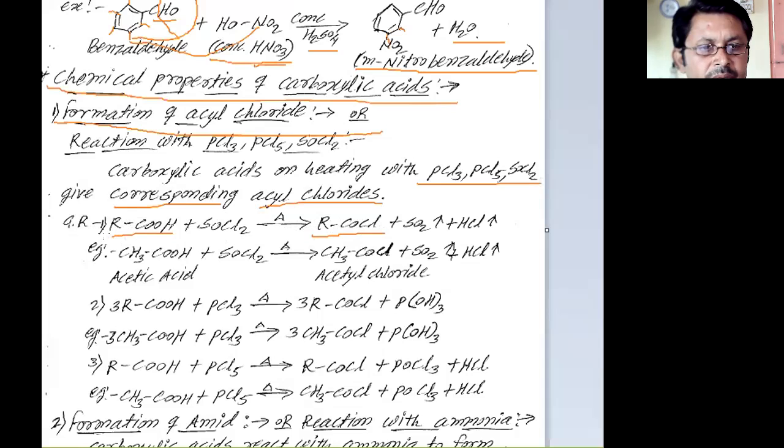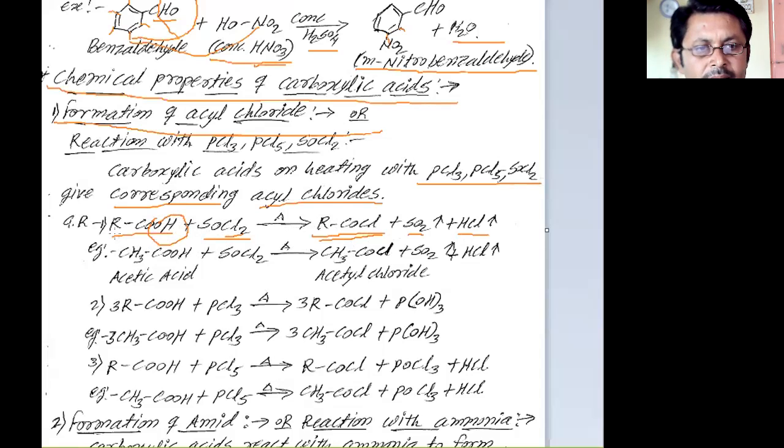See here the general reaction, RCOOH. It is known as carboxylic acid because COOH is the carboxylic group. RCOOH when treated with SOCl2 gives RCOCl with byproducts SO2 and HCl. How is it formed? In that reaction, the OH group is replaced by a chlorine atom. Then we get RCOCl, which is known as acyl chloride.